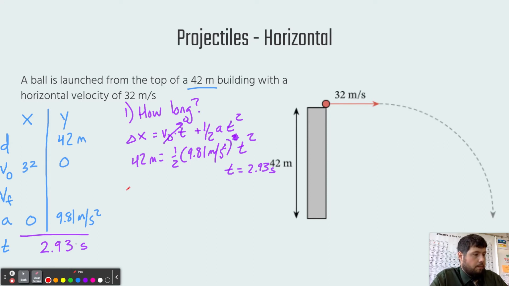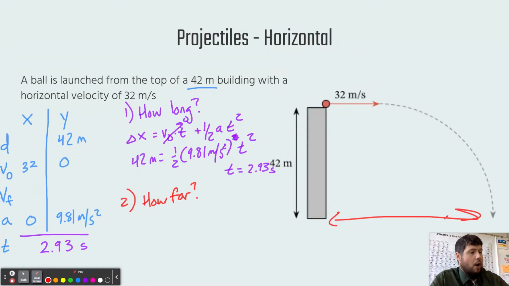Next question. How far does the ball go? So if I want to know how far the ball goes, how far out from the building that it lands, that's the horizontal distance. I want to know this piece of information here. Well, once again, actually, I can use that exact same equation. Delta x is v naught t plus 1/2 a t squared. But in this case, I know my x acceleration is 0. It's just v naught times t.